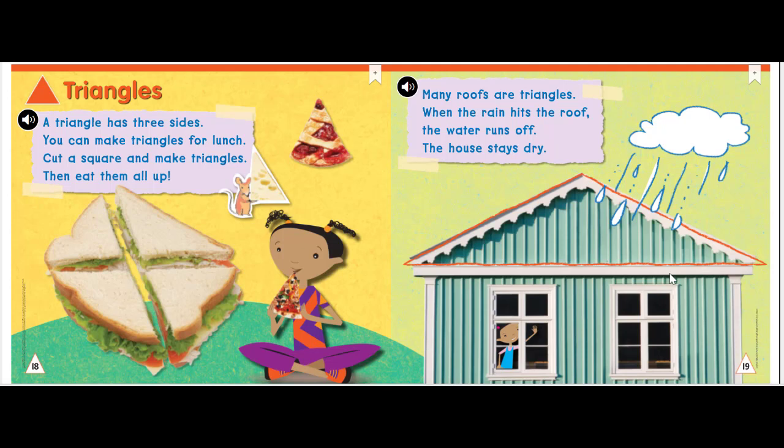Triangles. A triangle has 3 sides. You can make triangles for lunch. Cut a square and make triangles, then eat them up. Many roofs are triangles. When the rain hits the roof, the water runs down. The house stays dry.